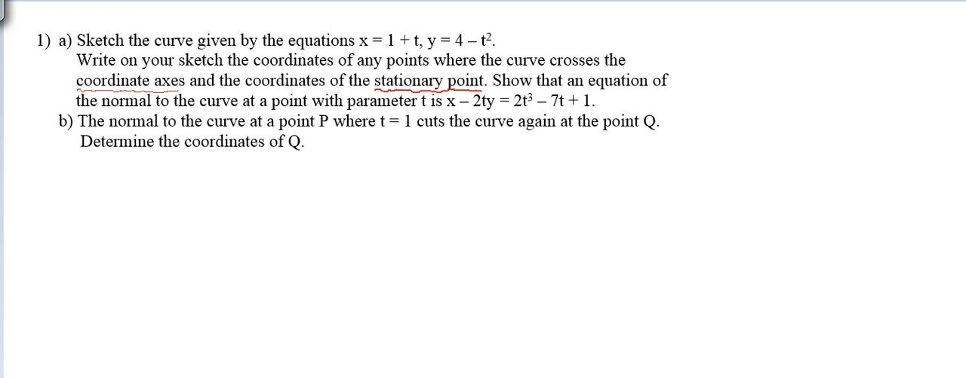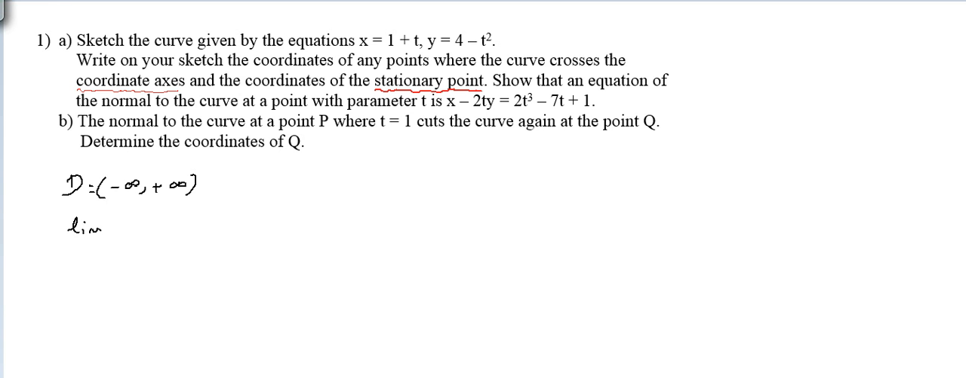Let's start. First, as usual, we should find the domain. What is the domain of this function? 1 plus t is a polynomial. 4 minus t squared is a polynomial. So the domain is all of R, from minus infinity to plus infinity. Second, we go for the limits at the endpoints of the interval.